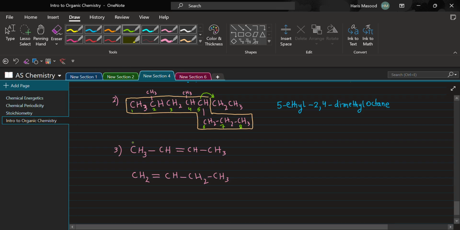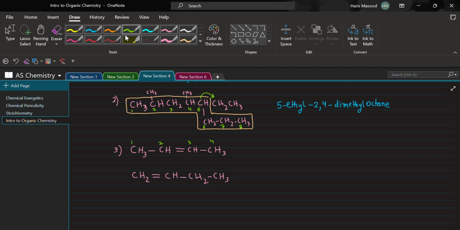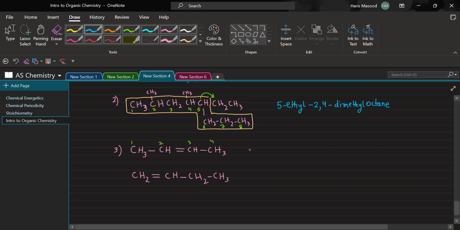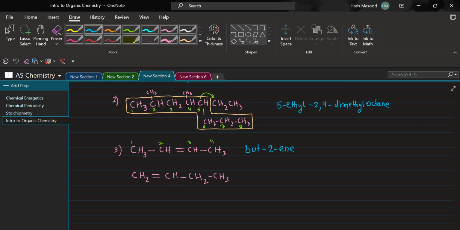We'll just number them: 1, 2, 3 and 4. Now on which carbon is the functional group attached? The first carbon on which the functional group is attached is carbon number 2. So the name would be but-2-ene, or you can write 2-butene. Use the one that is followed in your college. And for the second one, what could be the name? But-1-ene.